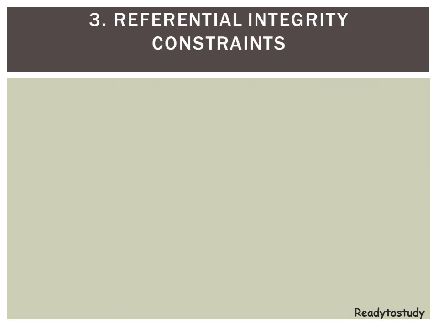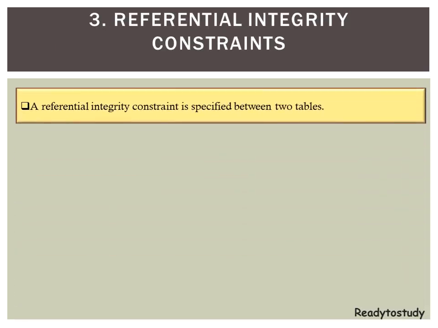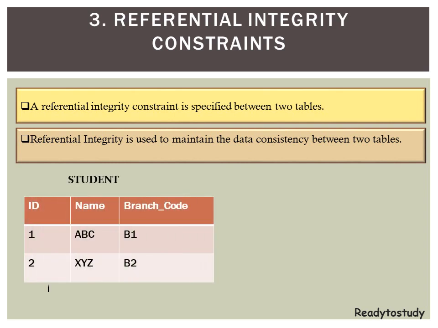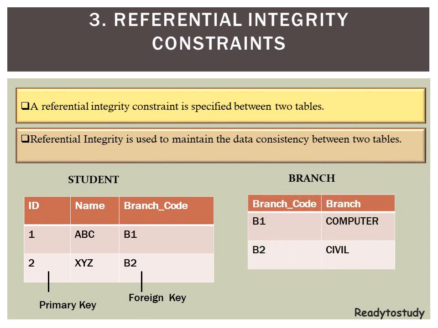Next is the referential integrity constraint. The referential integrity constraint is specified between two tables. It is used to maintain data consistency between two tables. If we want to join two tables, we need a referential integrity constraint. Means if we are applying a foreign key on the tables, that means we are applying the referential integrity constraint.